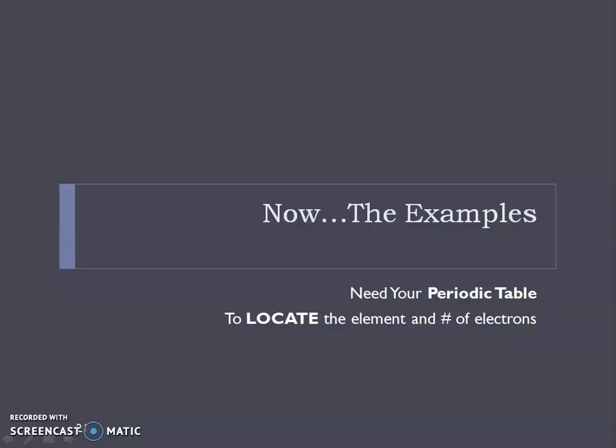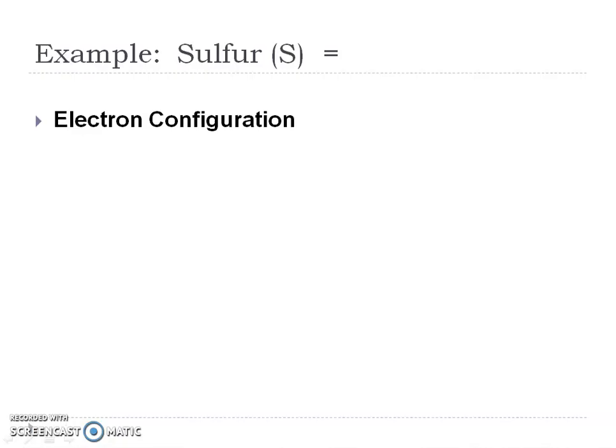So now let's look at some of these examples. Again, have your periodic table out. So sulfur, locate sulfur and find how many electrons there are. Hope you found that it's 16 electrons. So let's fill them up using that diagonal rule. You have one in your notes, so please use it as a guide.